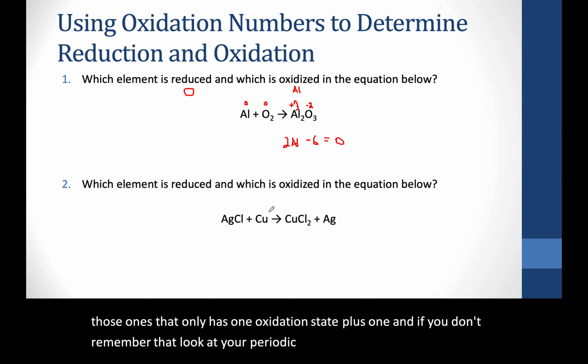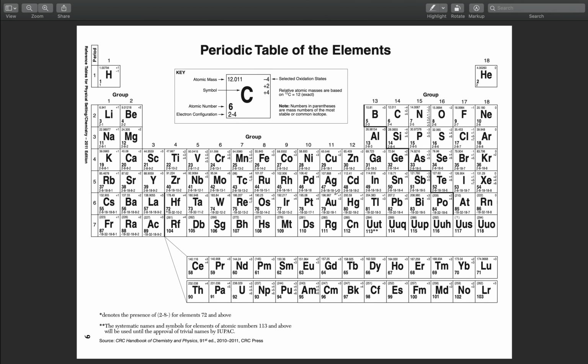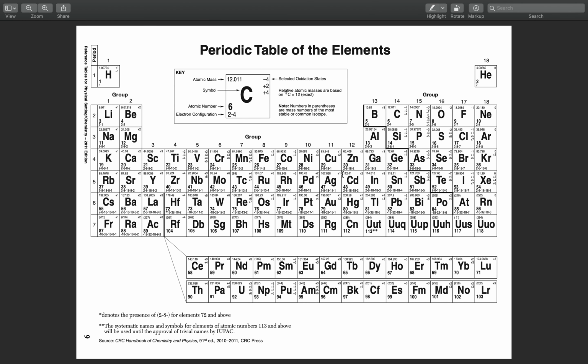So definitely when you're doing these, have your periodic table out. And you'll be looking in the top right-hand corner for the oxidation states. And if there's only one number up there, then use that number. But if there's multiple numbers, don't guess. You have to do a little math.